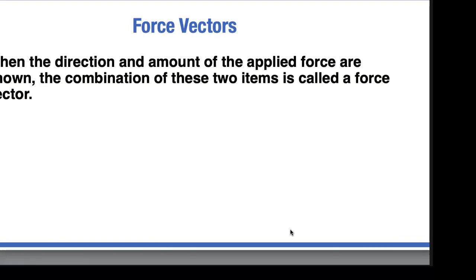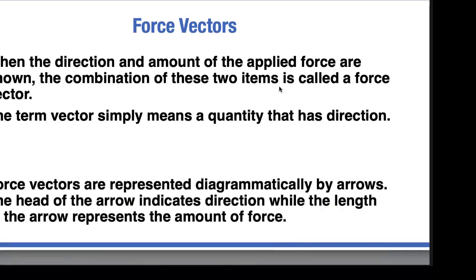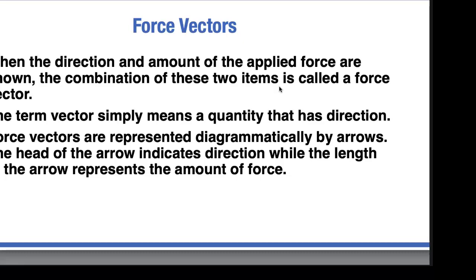So vectors, that's what this is going to be. When the direction and the amount of force applied are known, we can combine these into what is called a vector. The term vector simply means a quantity that has a direction. So basically, velocity with a direction is a vector. Force vectors are represented diagrammatically, usually by arrows. The head of the arrow indicates the direction, and the length is how much force it is.